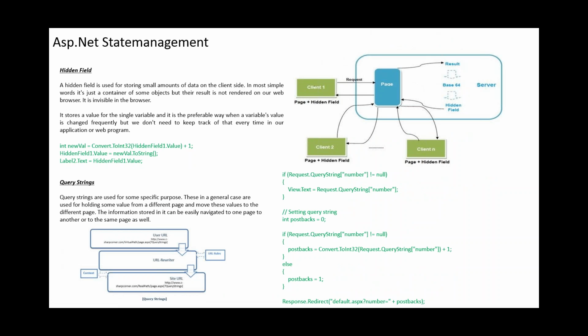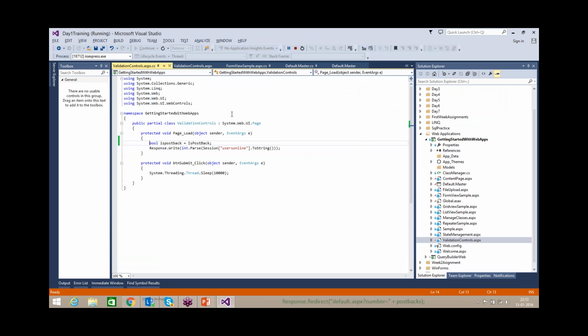The next is hidden field. So we have another control in ASP.NET, that is hidden field, and the hidden field is just like hidden field in HTML. So this saves the information and keeps the information, but it won't be presented to the end user. So on a page, you can keep hidden fields. So I have kept one somewhere.